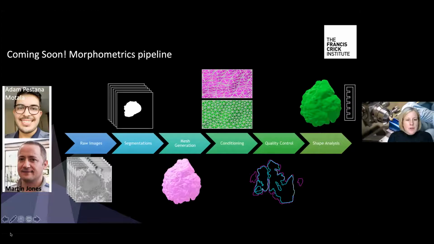And with Martin, he worked on, so far I've shown you this part of the pipeline. So we acquire the raw images, we make the segmentations, and then we generate meshes. But what we're finding is that when you generate meshes in different software, like Fiji or iMod, you get a different mesh each time. So it might be fine for visualization, but it's not good for quantification. So to this pipeline, Adam has added a conditioning step, as well as a quality control step, which means that we can check the final conditioned meshes that can be quantified to make sure that we haven't changed anything from the original segmentations. So those are now ready for shape analysis, and that work should hopefully be bioarchived soon.